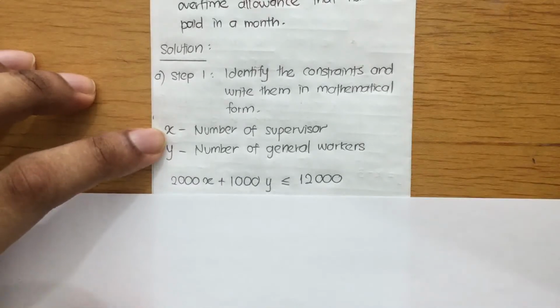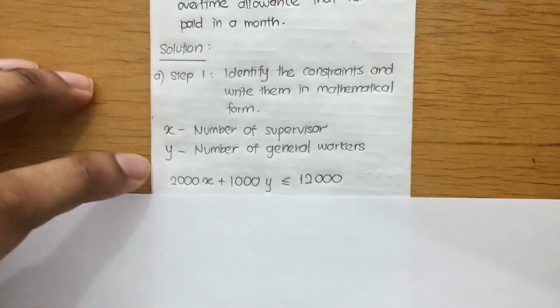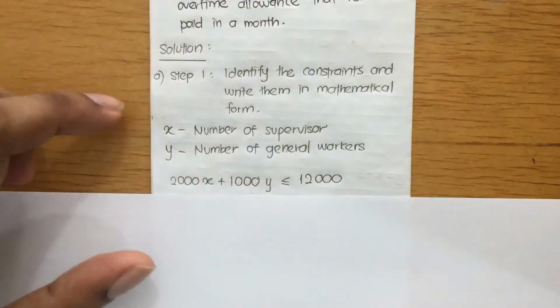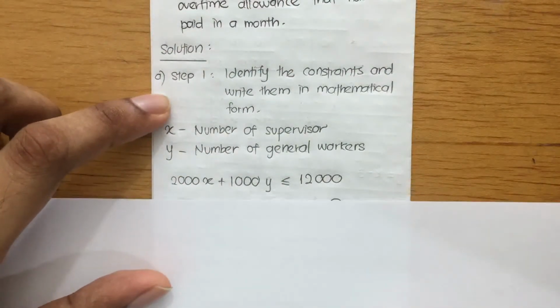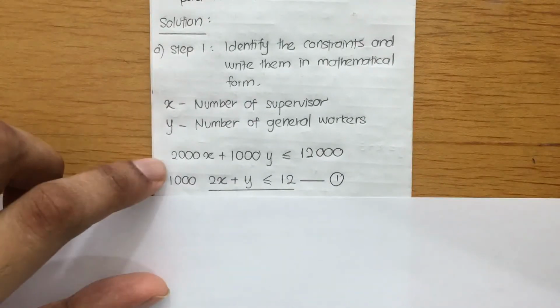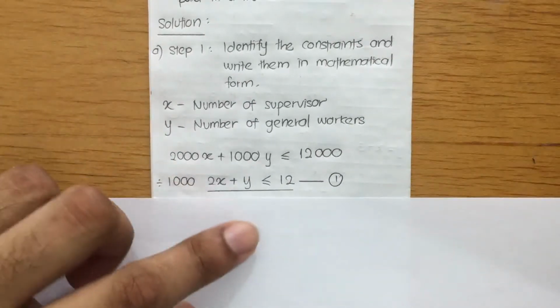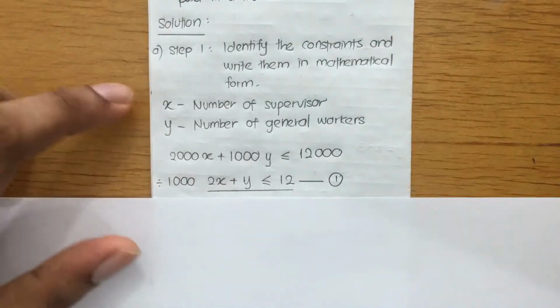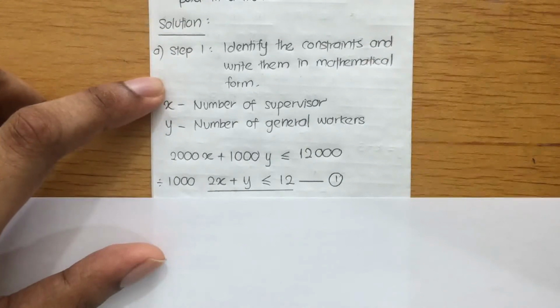So this is for the first constraint. 2000x plus 1000y less than or equal to 12,000. You simplify this by dividing the whole equation by 1000. So you get 2x plus y less than or equal to 12. So this will be your first constraint, guys. Moving on to the next step.